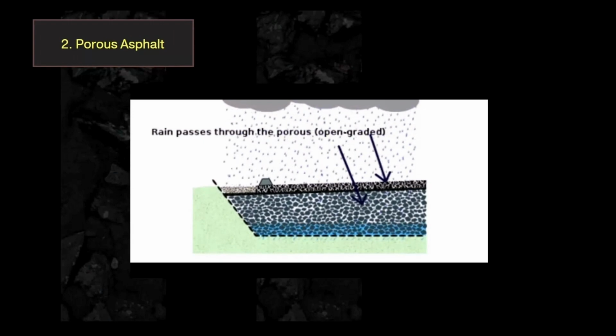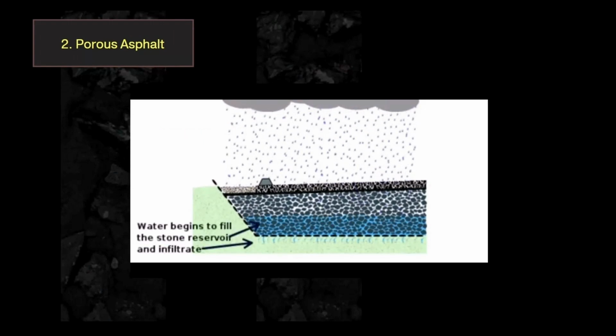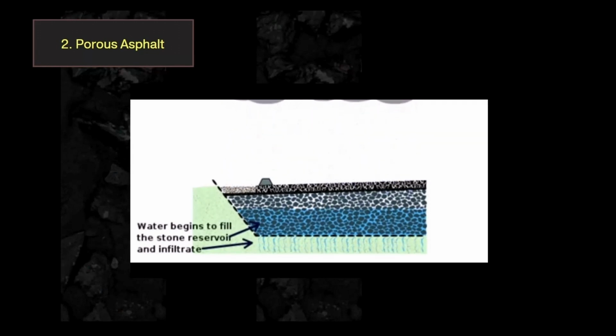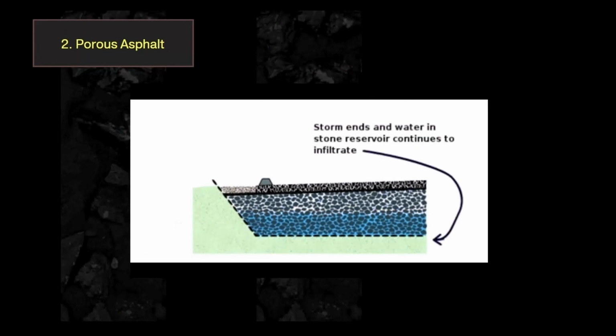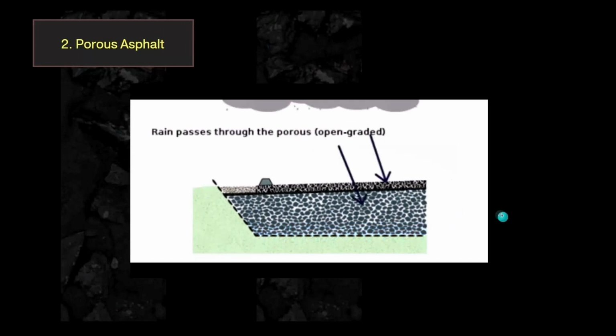Because of the open structure of the pavement, porous asphalt offers a means to replenish water tables and aquifers rather than forcing rainfall into storm sewers. Porous asphalt also helps to reduce demands on stormwater sewer systems.